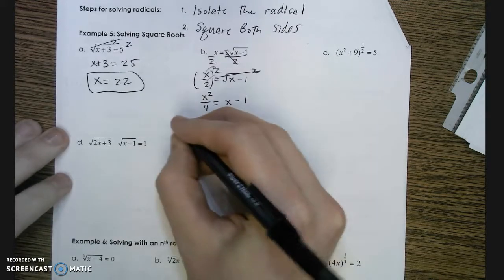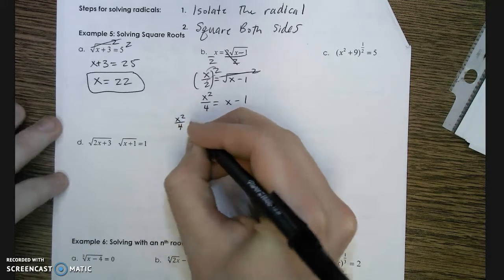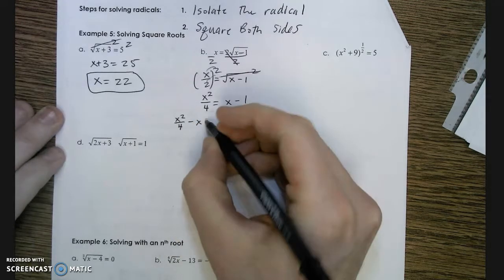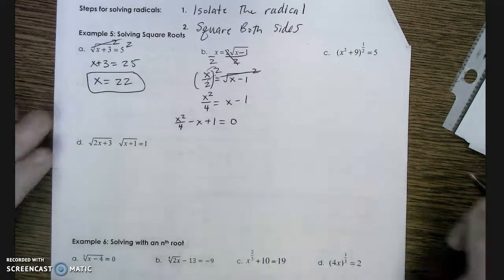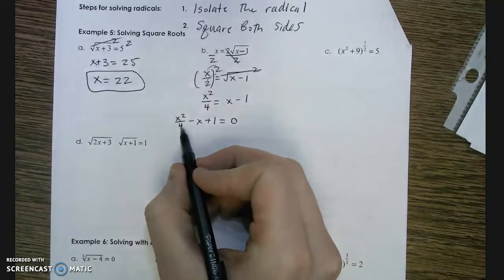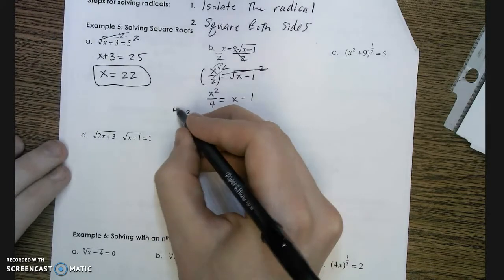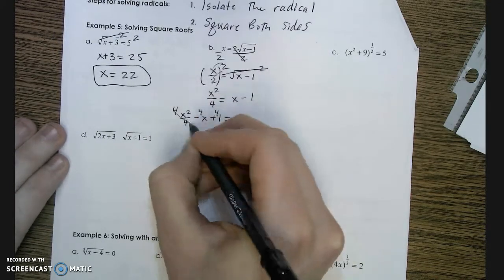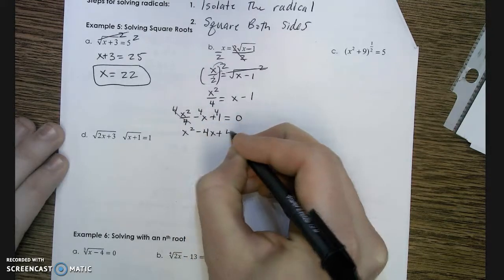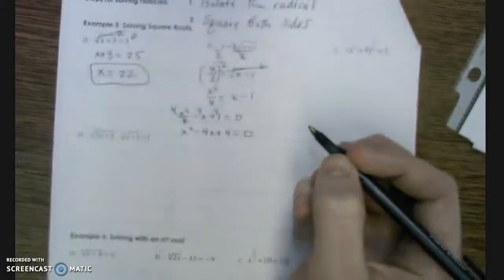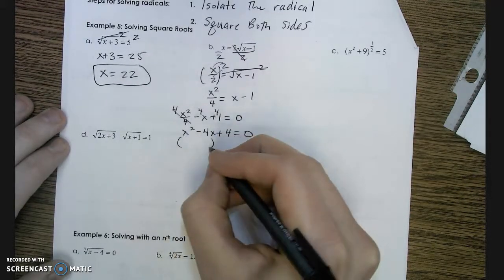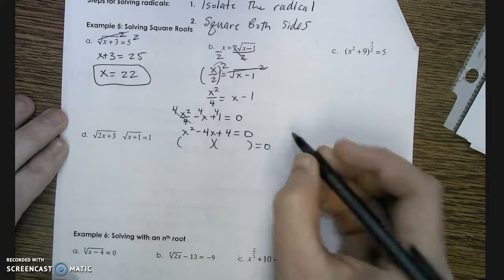So I've got x squared over 4 minus x, because I'm subtracting x to the other side, and plus 1, because I'm adding 1 to the other side to set it equal to 0. I don't want a fraction, just like the other problems. We're going to multiply everything by 4 to get rid of that fraction. So we've got x squared minus 4x plus 4. And then we want to factor it. So we want to find two numbers that multiply to make 4 and add up to negative 4.